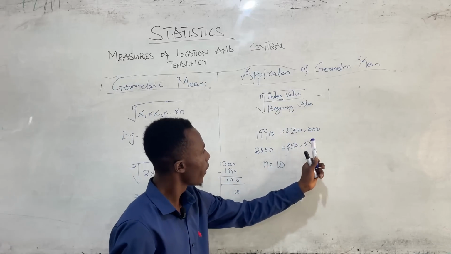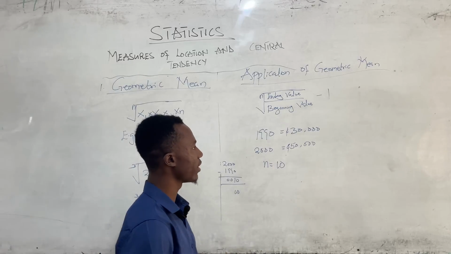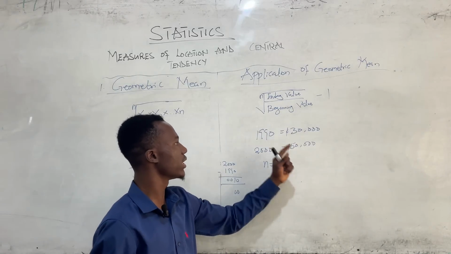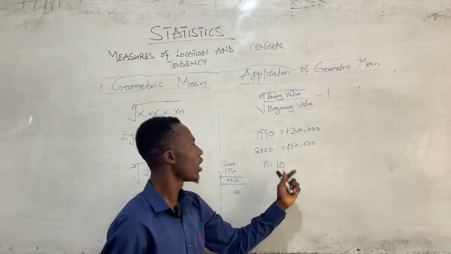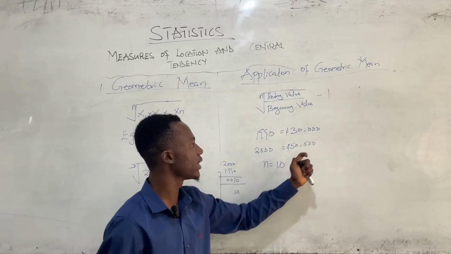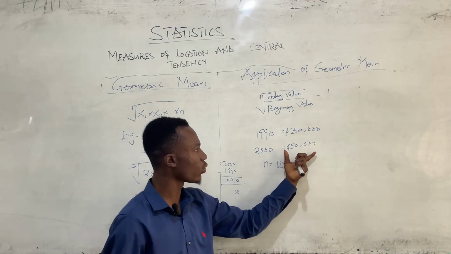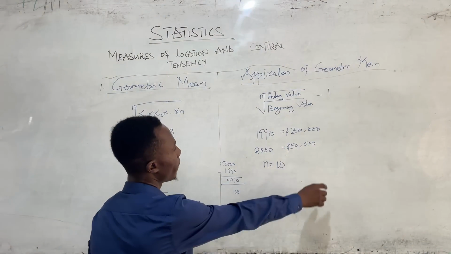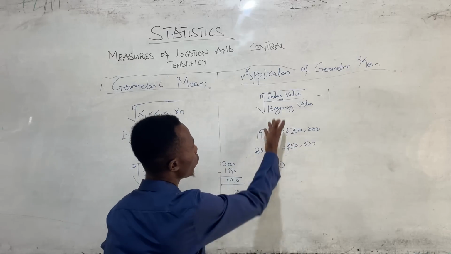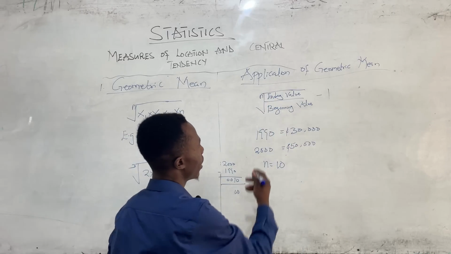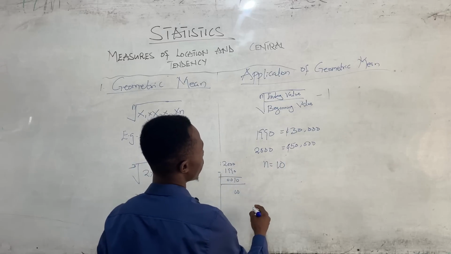Then of these two cedi amounts, which one is the beginning value and which one is the ending value? This is the beginning, because initially the person was earning 30,000. So this is the beginning value, and the ending value is 50,000, because at the end of the period, which is 2000, the person is earning 50,000. So we have all the parameters. Let's insert our data into the formula and solve for it.